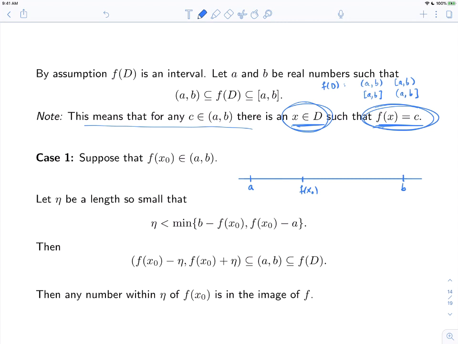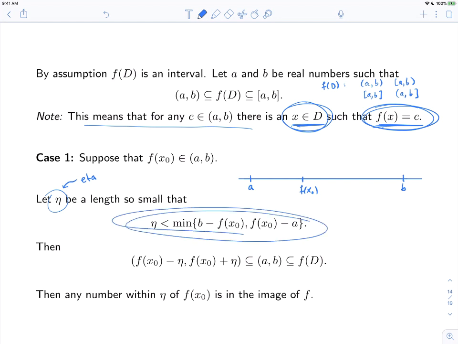So the way I phrase that here is I let eta, the Greek letter eta, be a length so small that eta is less than the distance between f at x naught and either endpoint. We could specify which one was closer. We could say, assume that A is closer or assume that B is closer. And we just want eta to be some distance smaller than that closer distance. But that's what this says.